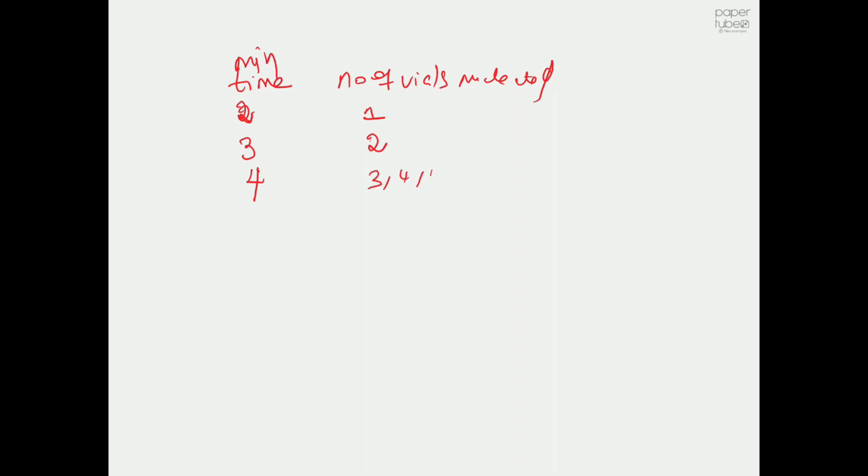For example, you can even start the experiment with 100 vials, and then what we are going to do is create a table: time, and number of vials nucleated. Say at 2 minutes my first vial nucleated. So when time t equals 2, the first vial nucleated, and when time t equals 3, the second vial nucleated. Let's express time in minutes. When t equals 4, the third, fourth and fifth vials nucleated.